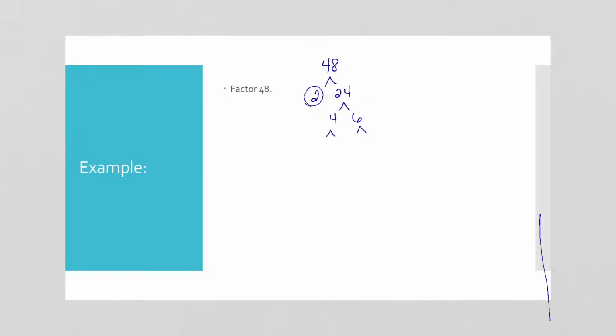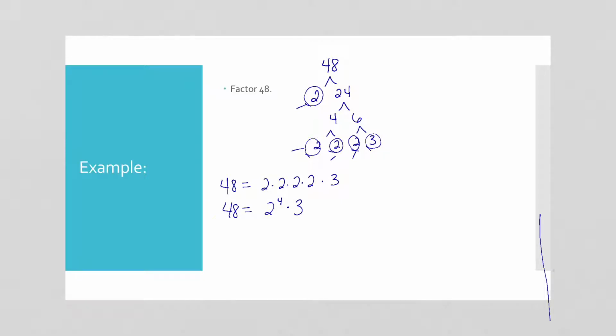So what two numbers multiply to be 4? 2 and 2. Both of those are prime. And then on 6, 2 and 3. Both of those are prime. Once you have everything circled, there's nothing else that you can factor. So 48 can be written as a product of 2 times 2 times 2 times 2. There's 4 of them, 1, 2, 3, 4, times 3. You could also write this in exponential form as 2 to the 4th power times 3.